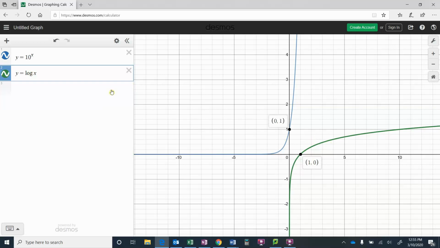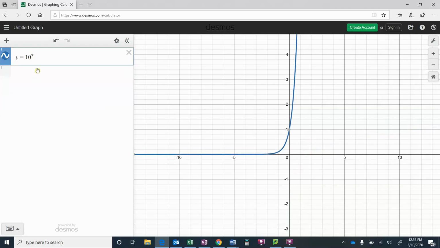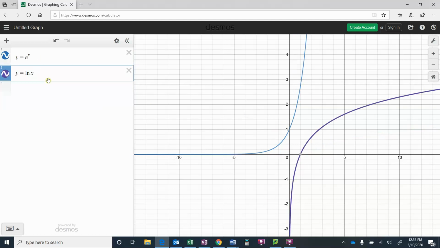And the other one that we're going to look at is, so let's get rid of this one, base e. So there's the graph of y equals e to the x. And the inverse of that function is the natural logarithm, which is ln x.